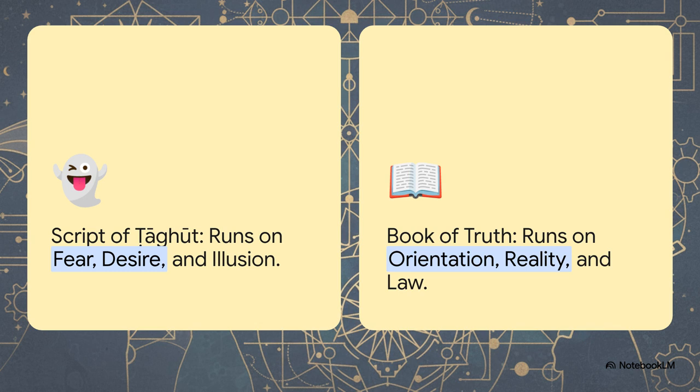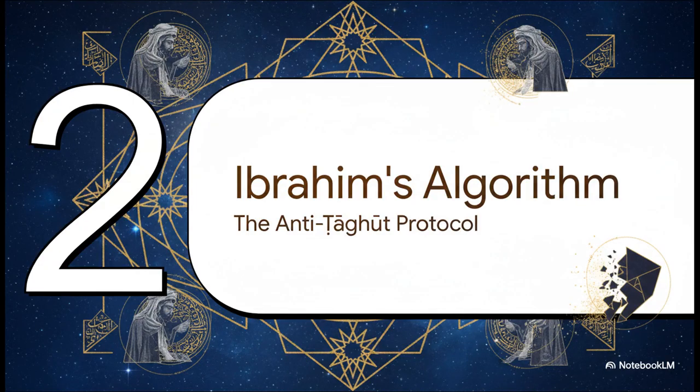You've got the script of Tagut on one side, which runs on fear, desire, and illusion. And on the other, you have the Book of Truth, which runs on proper orientation, reality, and law. It's like a fundamental choice between two different operating systems for your own consciousness. So how do you actually debug the system? How do you get rid of this Dāwūd? Well, the source material gives us a solution, a kind of anti-Dāwūd protocol, and it says the perfect demonstration of this is in the story of Ibrāhīm.